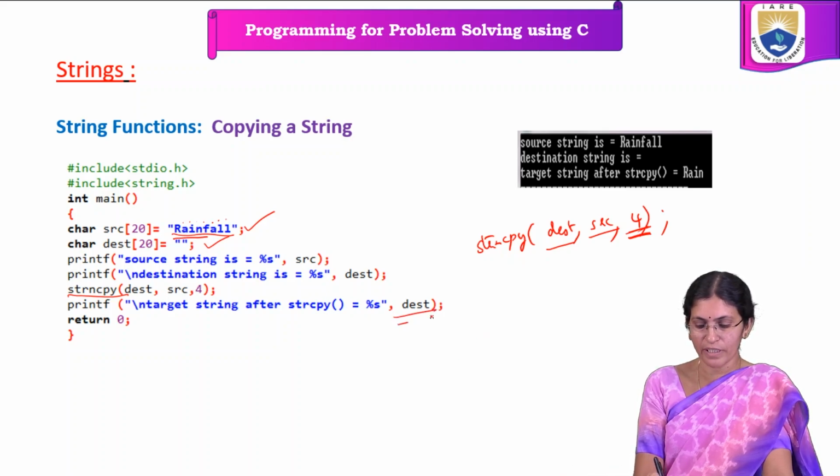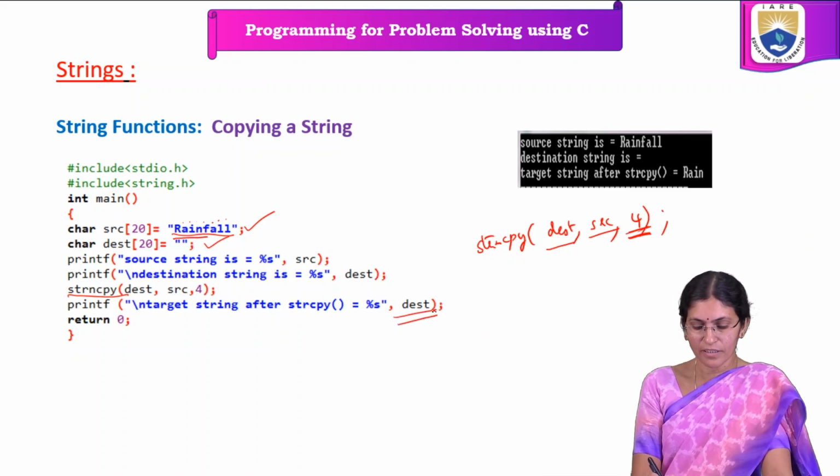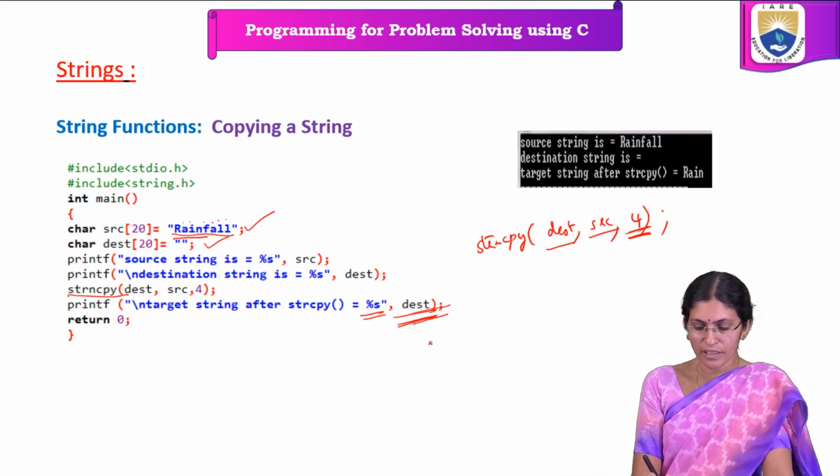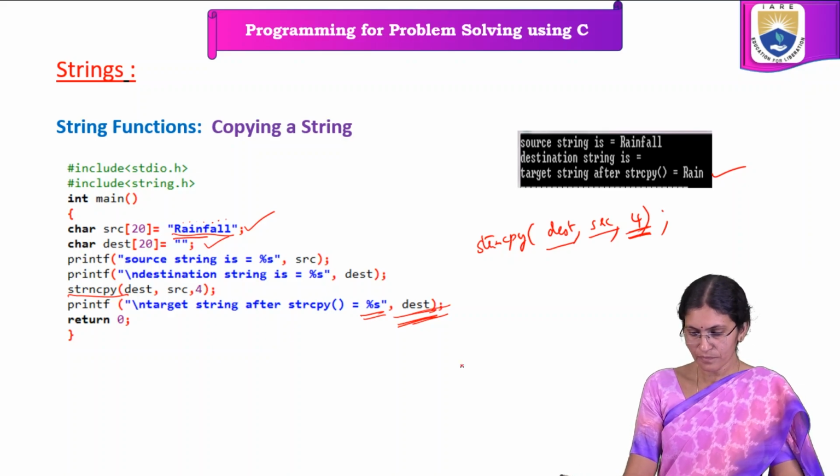Out of this only 4 characters will be copied from the source string to the destination string. If you try to print the destination string value with the help of %s as the format specifier, you will get rain. So this is the output of this program.